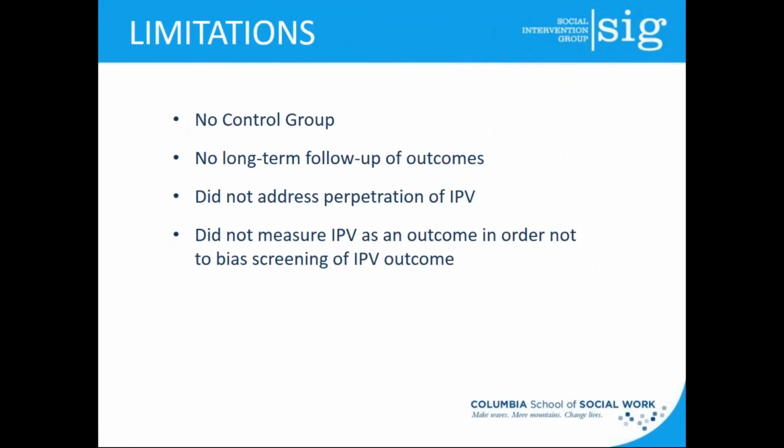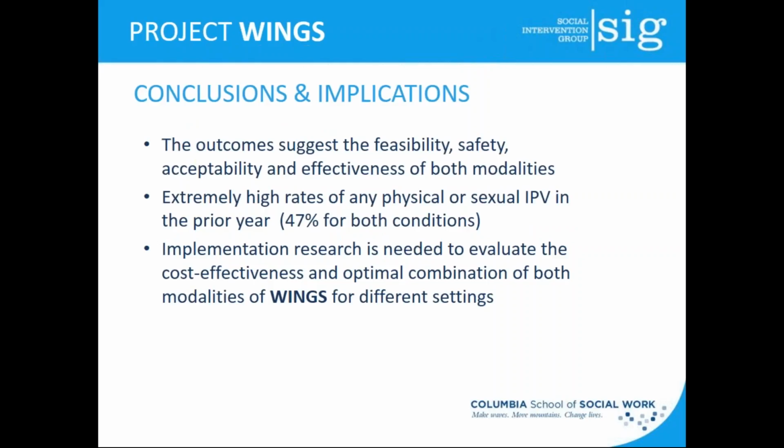So some of the limitations of this randomized control trial: we didn't have a control group. We did that for ethical reasons. We didn't have a longer-term follow-up of outcomes. We didn't address perpetration of intimate partner violence, which I think is important. And we didn't measure IPV as an outcome in order not to bias the screening of the IPV outcome.